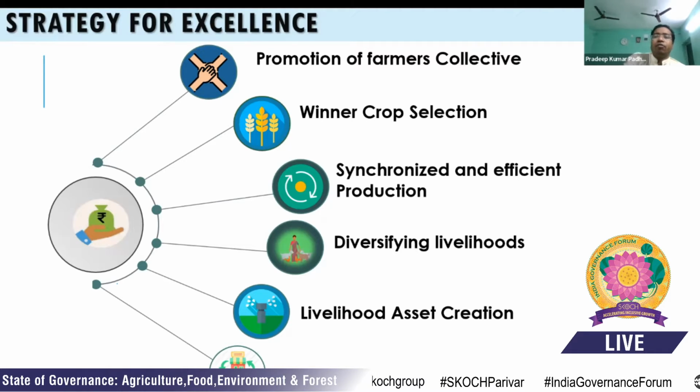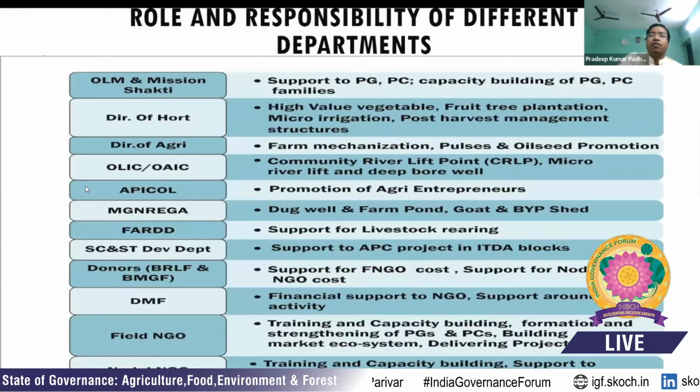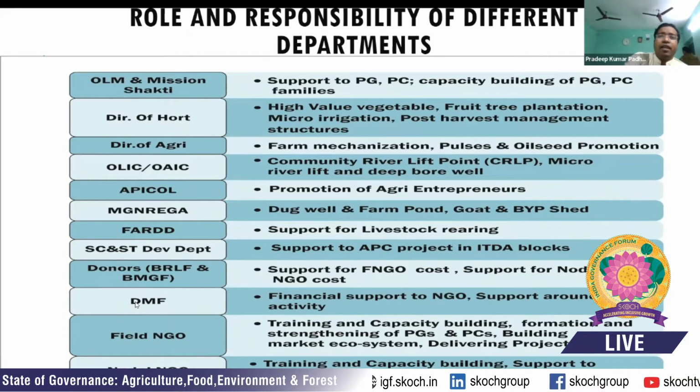We are also building the ecosystem whereby the marketing system and the whole structure will be synchronized and systematically set up, from production to the marketing cycle. This is a unique model, sir, whereby the agriculture production cluster brings together 14 different district level departments like Odisha Millet Mission, Odisha Mission Shakti, Odisha Livelihood Mission, Horticulture Department, Agriculture Department, and various others. All the departments come under one umbrella, and farmers get benefits from different departmental schemes.